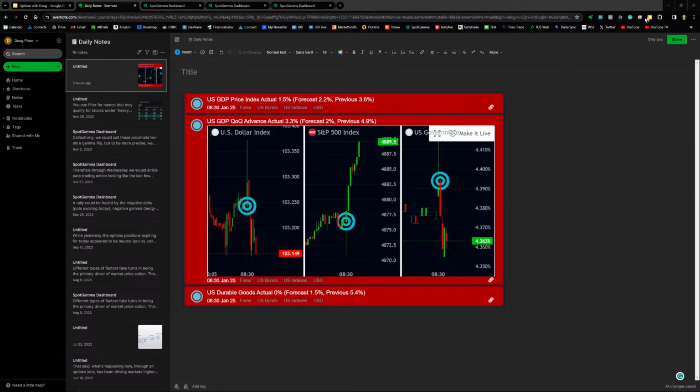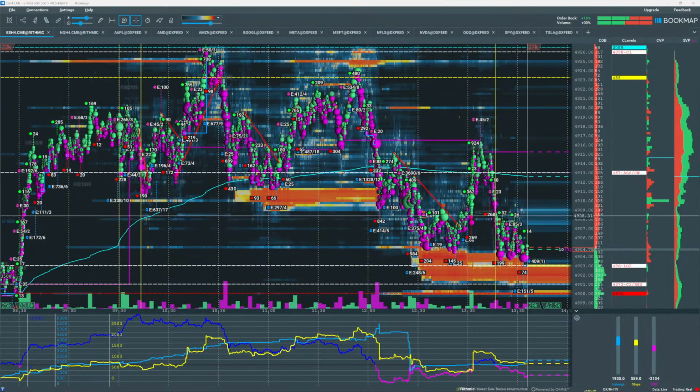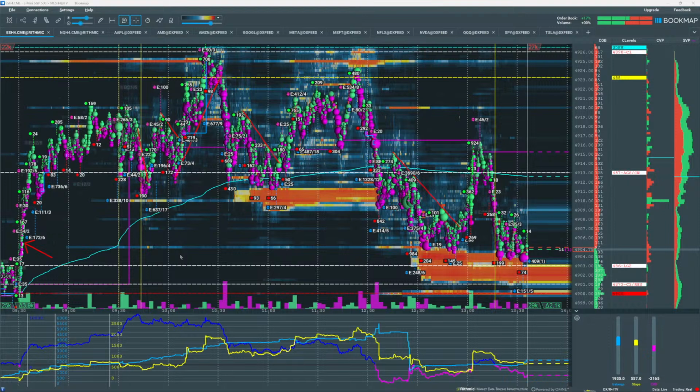All right, let's see how the market reacted to that data. This is the ES futures in Bookmap. Here's the data release at 8:30 a.m. Eastern Time, and a very bullish reaction to that data. Again, I think it was that price index that was really the key to this bullish move higher.